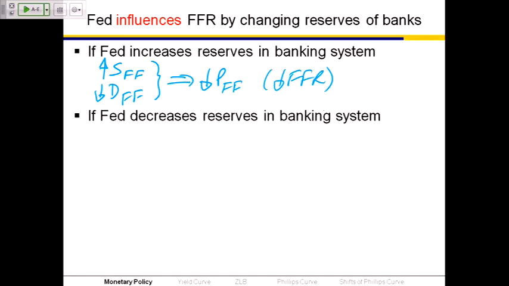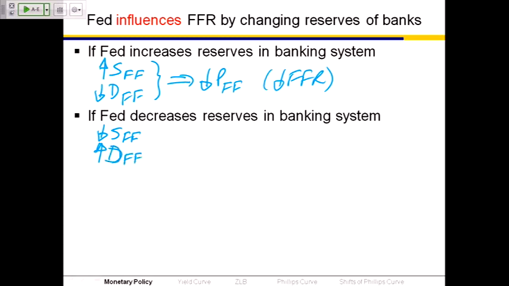Flip side, if the Fed decreases reserves in the banking system, if the Fed takes reserves out of the banking system so the banks have fewer reserves, then the first part of that is there are fewer reserves in the banks, and so the supply of federal funds will go down. There will be fewer banks with excess reserves, lowering the amount of reserves offered for loan overnight to other banks. And those banks that do have excess reserves are likely to have a smaller amount of those excess reserves, which is another piece of decreasing the amount of loans that are being offered. At the same time, if the Fed has decreased the reserves in the banking system, that's going to increase the demand for federal funds.